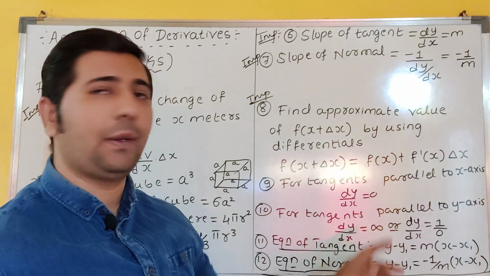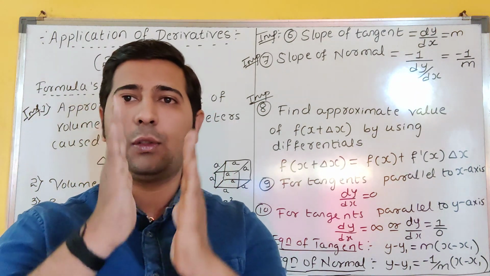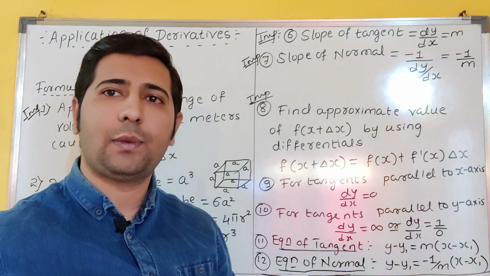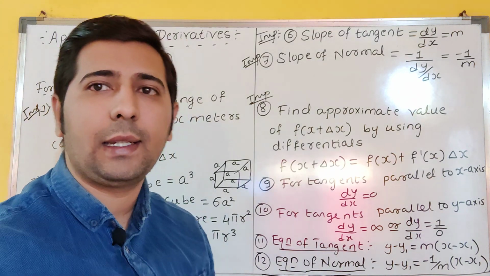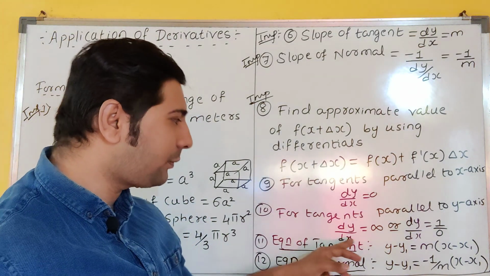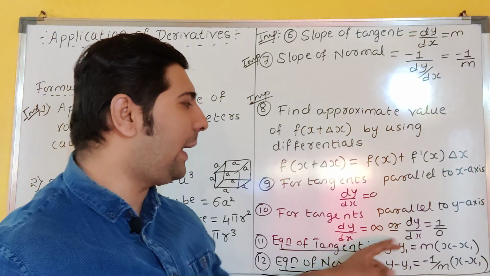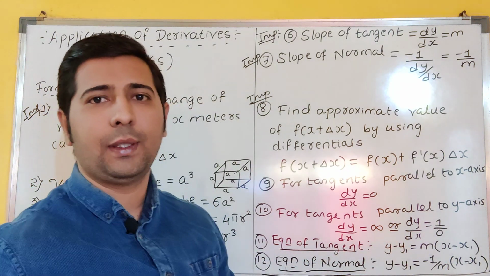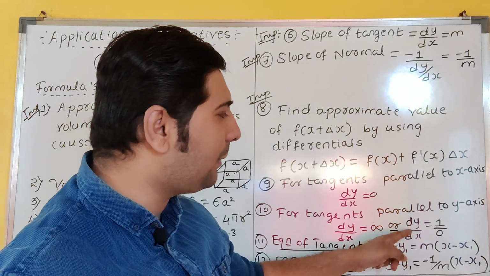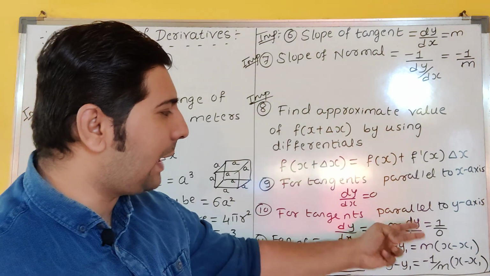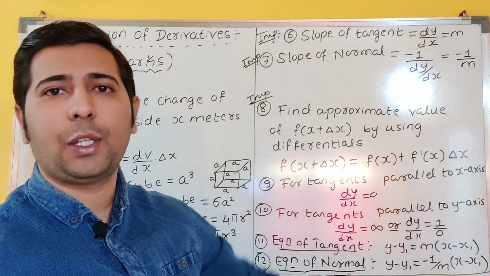For tangents, if they are parallel to the y-axis, this is the y-axis, this is a tangent. Parallel to the y-axis means what? They will make an angle of 90 degrees, dear students. So there it will become tan 90, which is what? Infinite. Infinite I will write as 1 by 0, dear student. And some of the books write dx by dy is equal to 0 also. That is also correct only. If you reverse them, 0 by 1 will become 0 only.